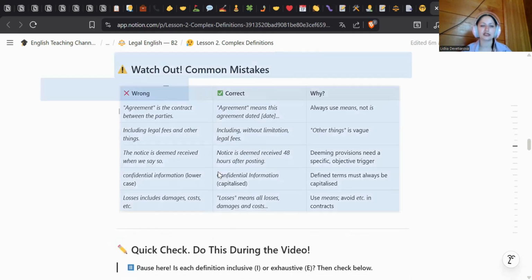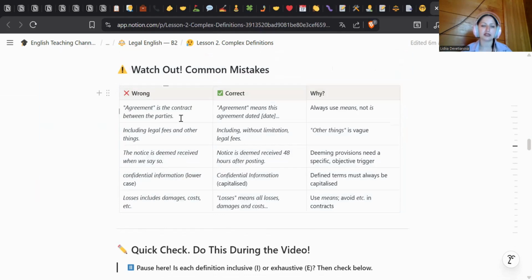Here are some common mistakes that we have. Agreement is the contract between the parties. Agreement means this agreement dated date. Agreement is always going to be with means, not is. It is better to be using it, okay?